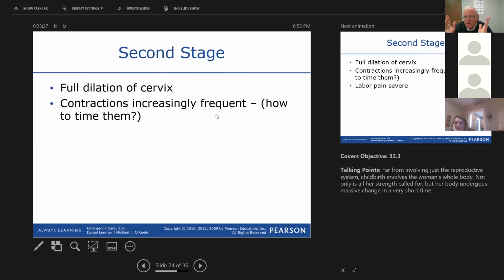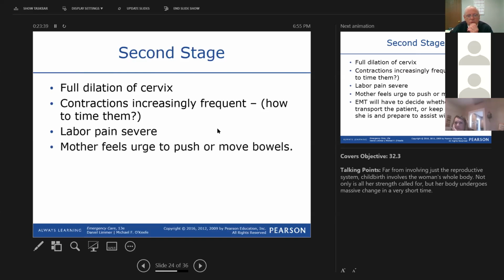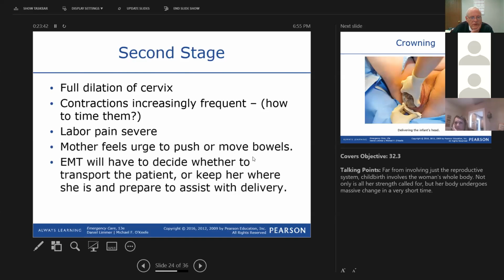A lot of people say, oh, my contractions, they're 2 minutes apart, but it's one ended and then the next one started 2 minutes later. That's not the interval, it's start to start. Pain gets worse, okay? They're going to feel like they need to push, and you've got to make a decision, okay?